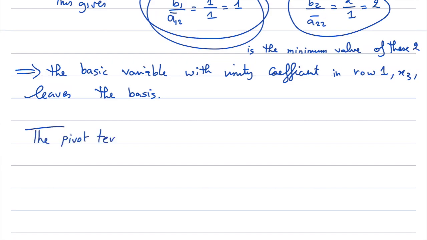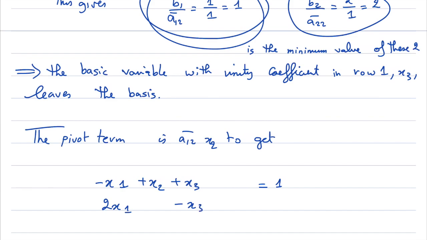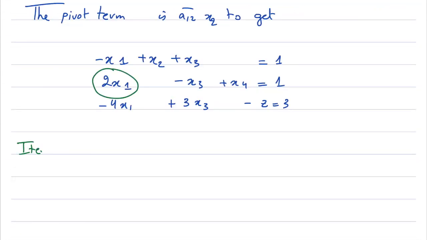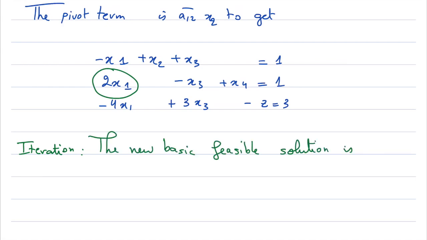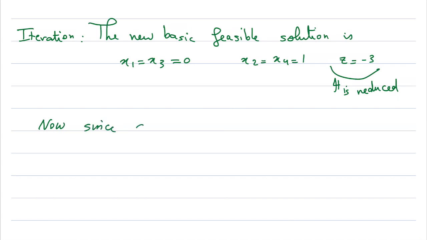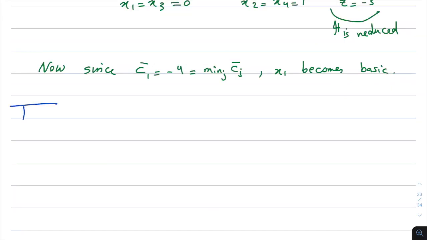The pivot term is a12, x2, to get this system of equations: minus x1 plus x2 plus x3 equal to 1, 2x1 minus x3 plus x4 equal to 1, minus 4x1 plus 3x3 minus z equal to 3. Iteration 2: the new basic feasible solution is x1 equal x3 equal to 0, and x2 equal x4 equal to 1, and z equal to minus 3. Now, since c1 equal minus 4, x1 becomes basic.